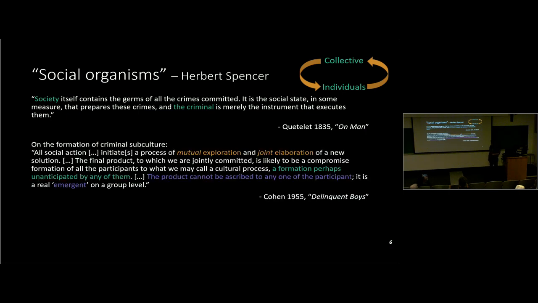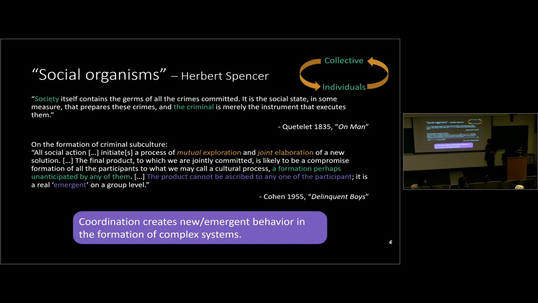And Cohen said, and these criminal subcultures has emerged from the mutual exploration or joint action of individuals. And the crime sometimes is a formation that might not have been anticipated by any of the individuals. So the collective pattern is truly an emergent phenomenon on the group level. So the complex system that I'm interested in has both the characteristic of have multiple levels of description, they are dynamical, and they have emergent behavior at higher levels of description.